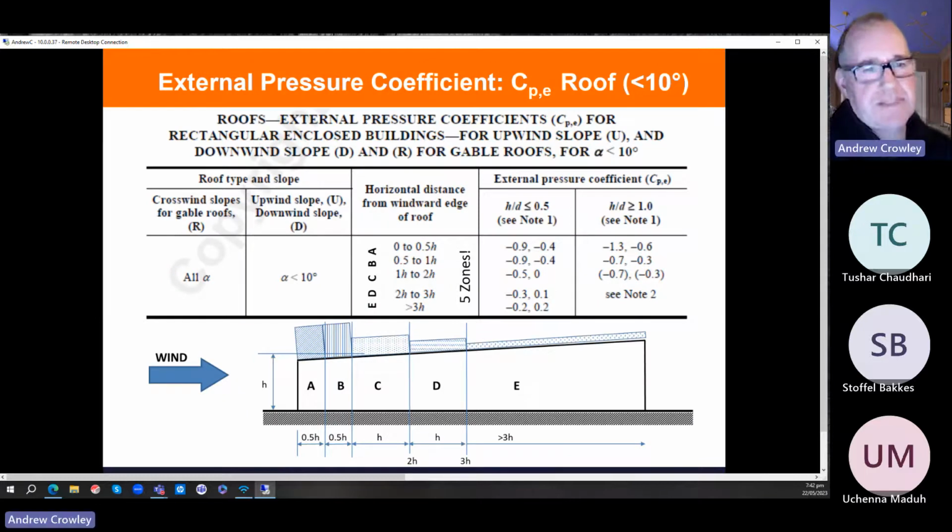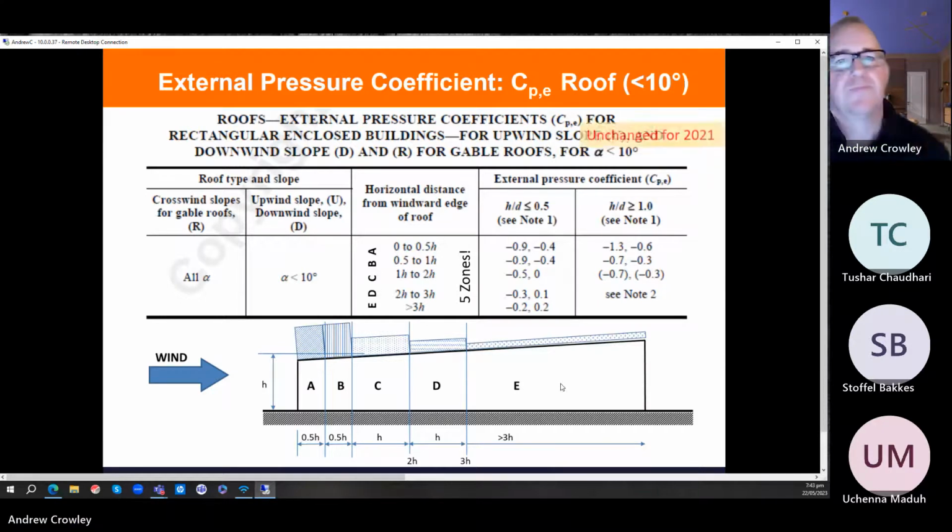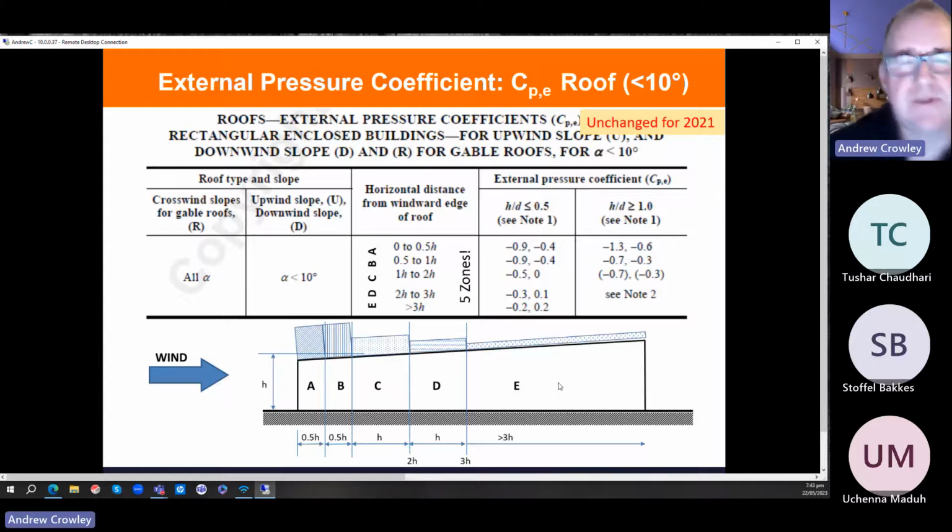Then you look at the roof. Similarly, we have a number of zones. I've called them A, B, C, D, and E. There are 5 zones. And you measure it from the windward edge up along the roof. And depending on how big your building is, you can have up to 5. If you've got a small building, of course, you won't have that many wind zones. And you will have, in this case, 2 different wind load cases in that same zone, and you take the worst case of each. And again, your D is the depth in the direction of the wind. Unchanged for 2021.